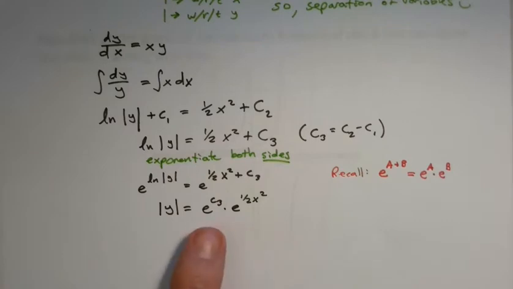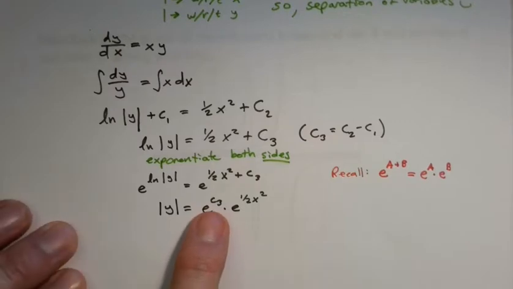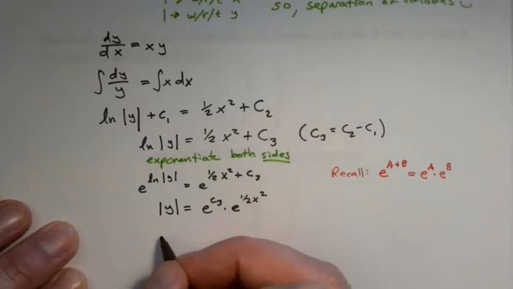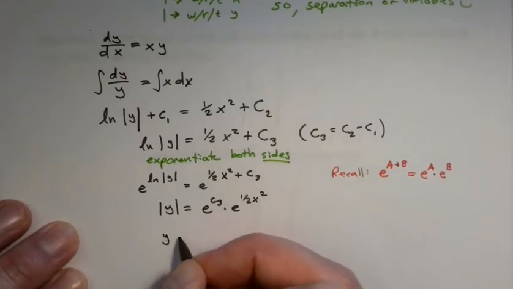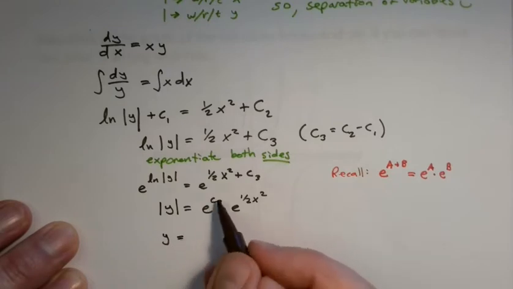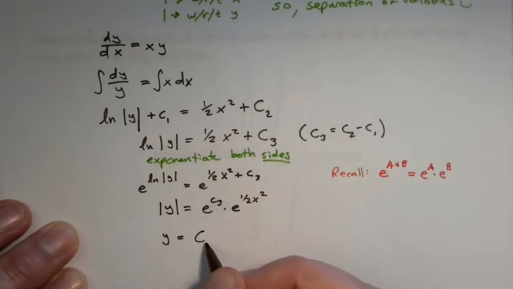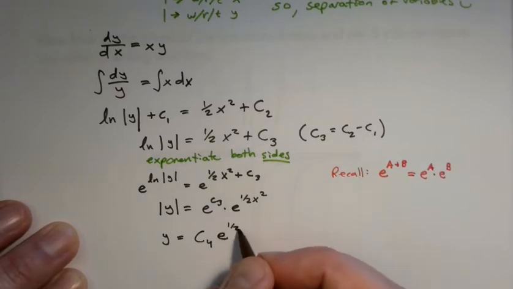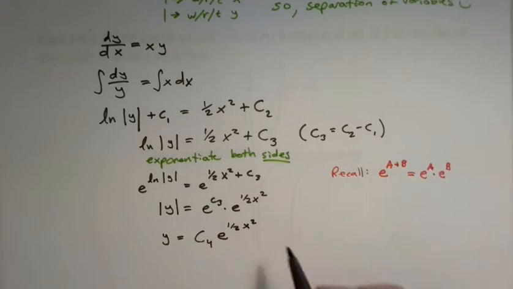Now, e to the power up here, because if we're talking real numbers, there's no way that e to some power could be negative. So this side of the equation, I don't really need the absolute value. The absolute value is going to work itself out just fine, because everything over here has to be positive in the real number realm. So we get y equals e to a constant, which is itself a constant. So I'm going to call that C4 times e to the 1/2 x squared.